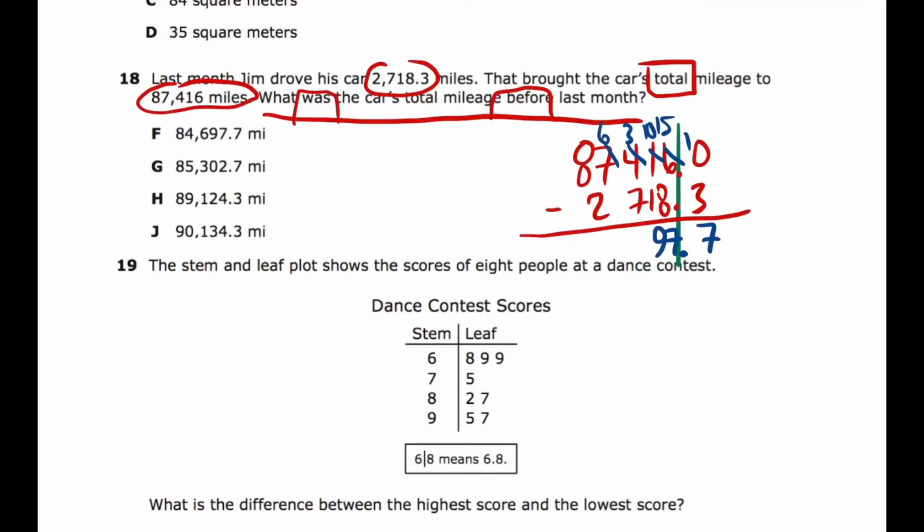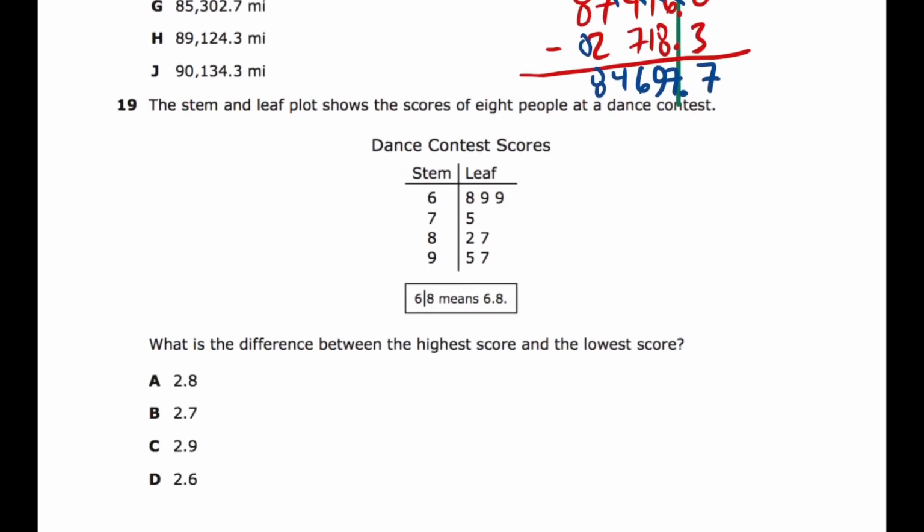3 minus 4, I can't do that. So 13 minus 7 is 6. 6 minus 2 is 4. And then 8 minus 0 is 8. And so 84,697 and 7/10 miles. F will be my answer.